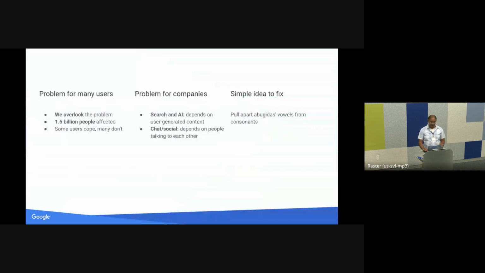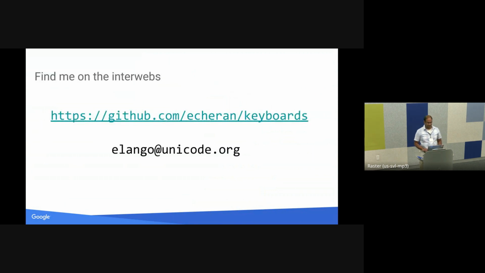All right, so to recap, we have big ideas here. It's a problem for many users. Your company probably cares, and there's a simple way to fix this.